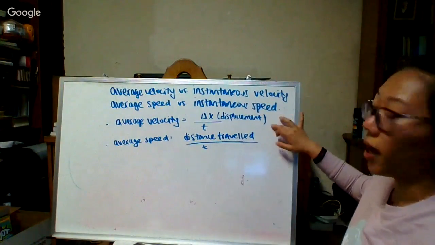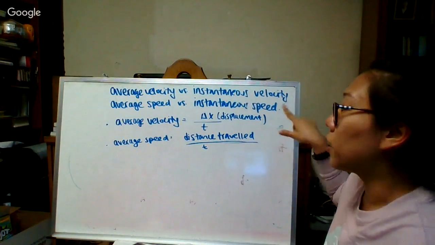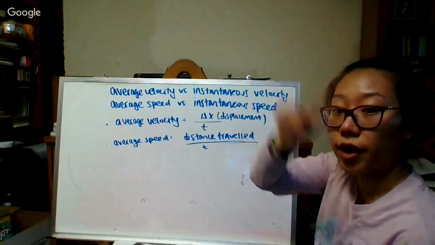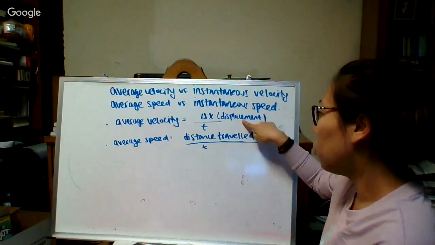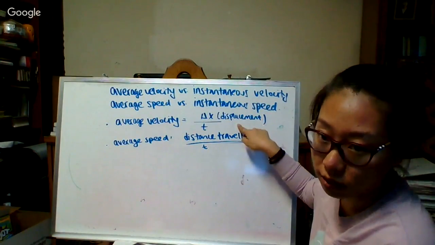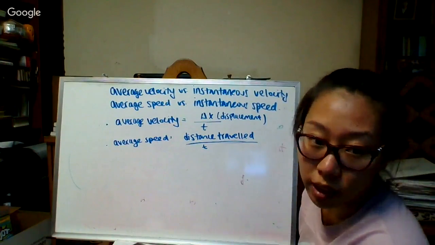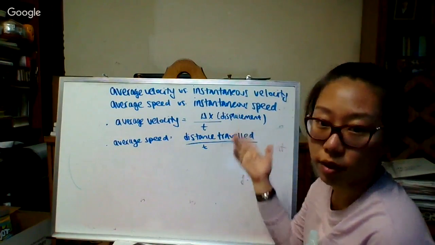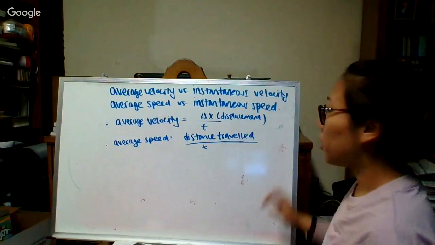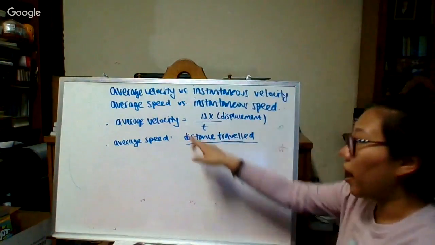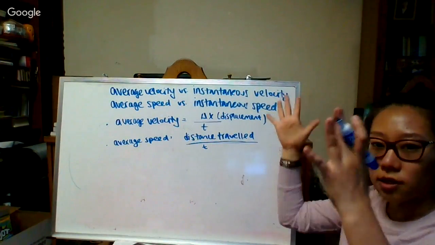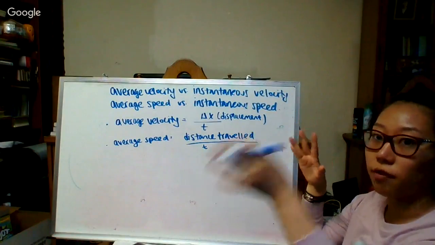So in the case of the mile, this would be different because average velocity, if you ran a full track, would be 0. So average velocity would be 0, but you would have an average speed of however much it takes you.